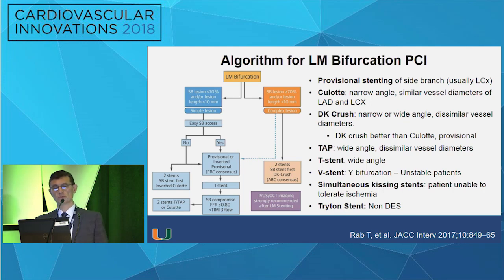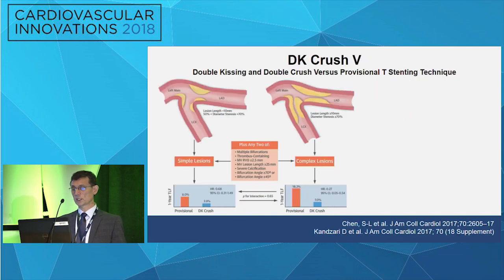In terms of the algorithm, we want to make sure that we separate complex lesions versus simple lesions. The simple lesions are going to be done with the provisional stenting strategy in general, and then if we have compromise with low FFR or less than TIMI 3 flow, then we can use a bailout 2-stent strategy like a TAP technique or a culotte technique. The other use for 2 stents, DK crush seems to be better than culotte or provisional stenting. And in complex lesions, always guided by imaging, that's the technique that should be used.